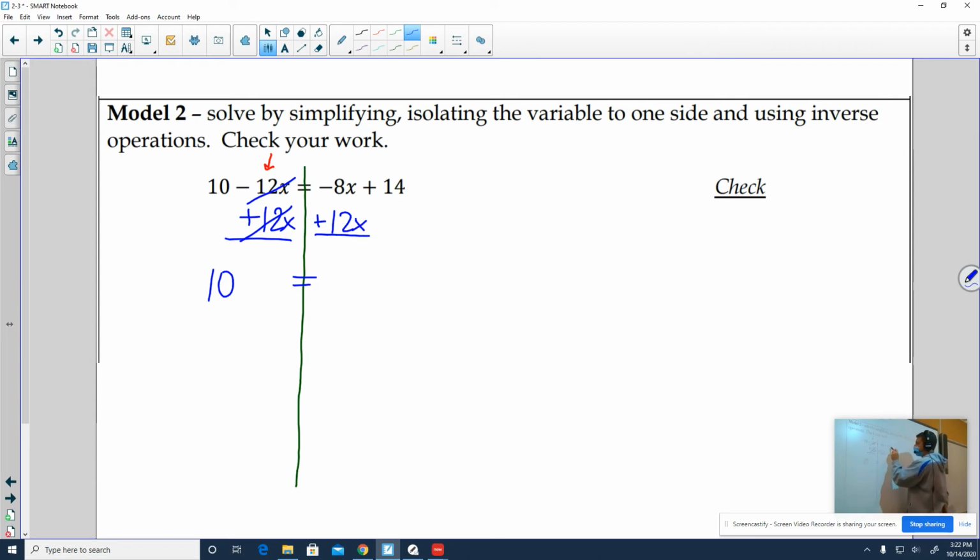And this positive 14 is going to come along for the ride because I'm not doing anything to it. But I do have to combine my negative 8x with a positive 12x, which kept my equation balanced. And I'm going to see that I have now 4x. Bring down the plus 14.